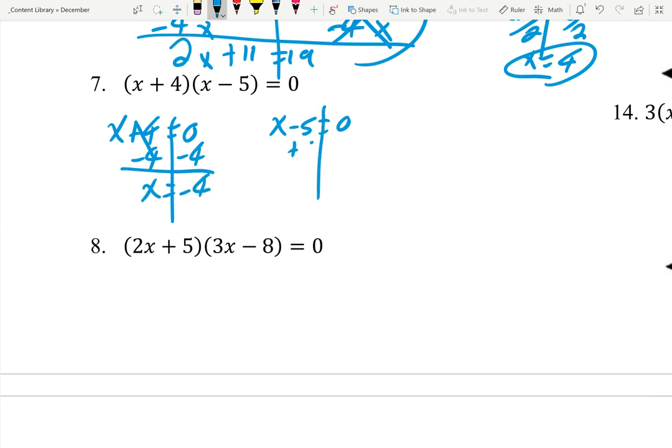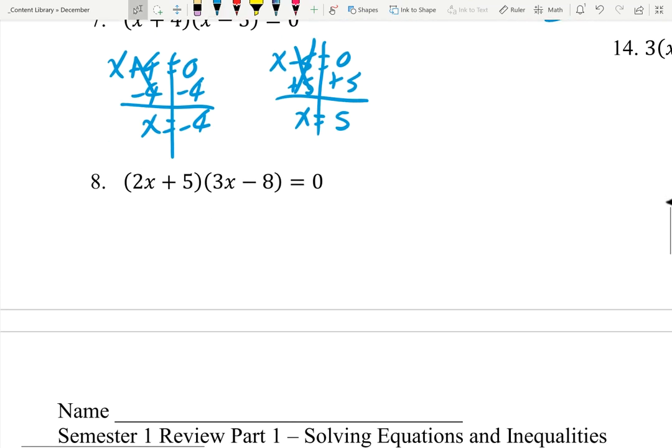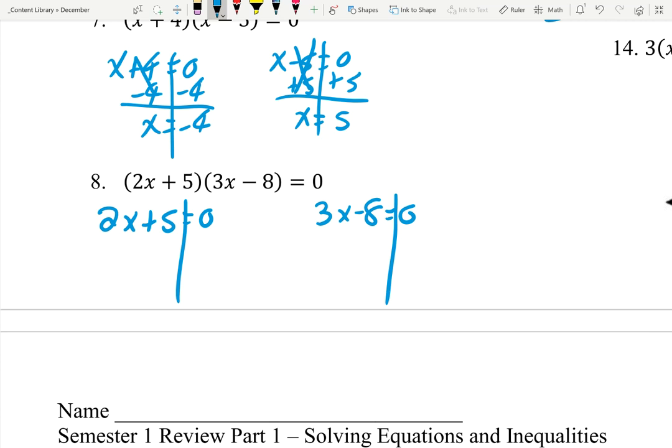On the second one, we would add 5 to cancel out the minus 5, and that leaves us x equal to 5. We have the 2 answers of negative 4 and 5. Number 8 is exactly the same problem, just a little bit more math. So take each of these and set them equal to 0. So 2x plus 5 equal to 0, and 3x minus 8 equal to 0. So 2 equations, 2 answers.